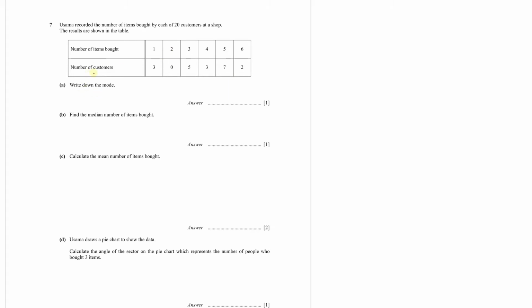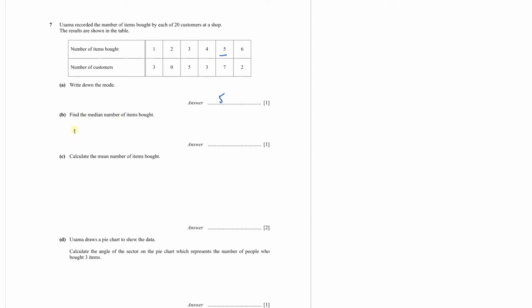So the mode is the value with the highest frequency. The highest number of customers is 7. So 5 items were bought by 7 customers. Your mode will be 5. Find the median number of items bought.